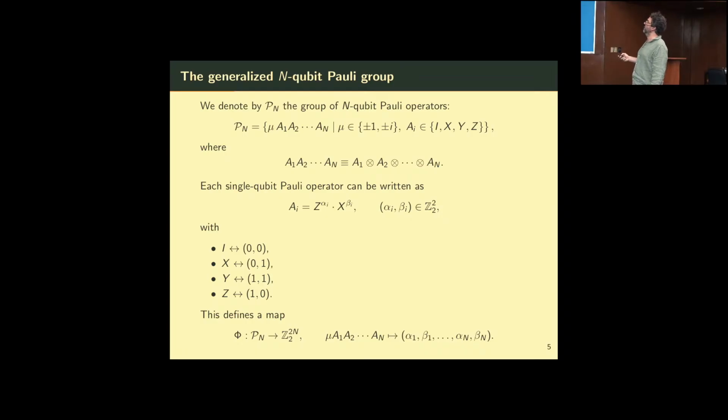And each single-qubit operator, each Ai, can be seen as a product here. This is the matrix product of Z and X with some exponent. If you take 0, 0, you get the identity. If you take 0, 1, you get just the matrix X. 1, 0, you just get the matrix Z. And then if you take 1, 1, up to a phase, you get Y. So there is a way of coding each Pauli matrix by a doublet of integers in Z2. So this defines a map that allows you to map one n-qubit observable to a tuple of elements in Z2, a collection of 0s and 1s.